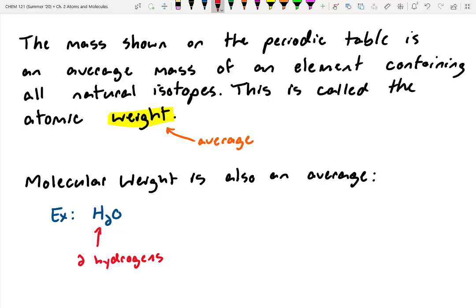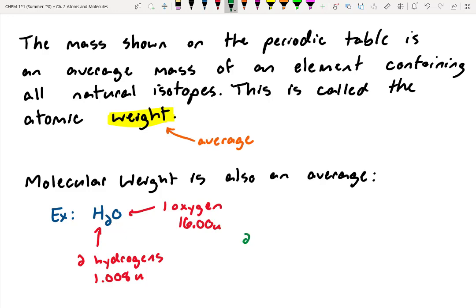And each of these hydrogens, if you look on the periodic table, has a mass of 1.008 U. And then if we look over here, we could say, well, there's definitely one oxygen. And this oxygen has a mass of 16.00, or sorry, I should say weight, average weight of 16.00 U. And if we want to find the overall molecular weight, all we need to do is add this all together.